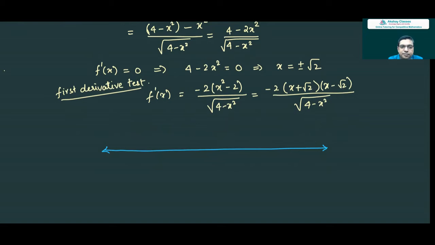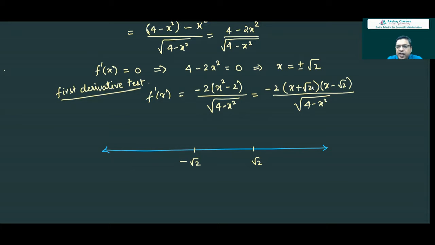We plot the number line. In the number line, mark minus under root 2, mark plus under root 2. Okay, just put the factors, don't put 0 or anything. Just mark only those values which are the roots of f dash x equal to 0.